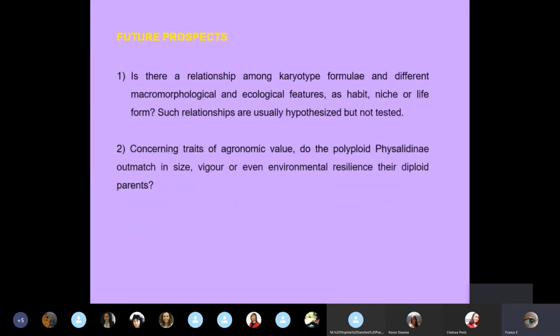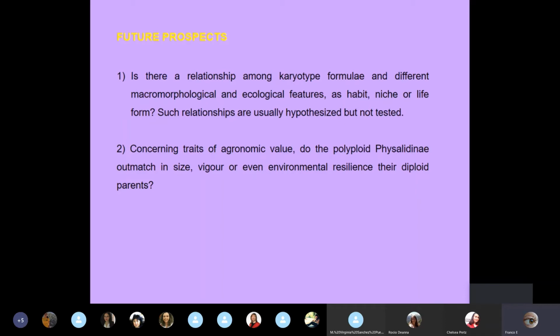For example, is there a relationship among karyotype formula and different macromorphological and ecological features such as habit, niche, or life form? Because such relationships are usually hypothesized but not tested. For example, Menzel in 1950 proposed a correlation among ploidy, seed size and geographic range, suggesting that individuals with larger seeds would have higher ploidy, but this matter remains inconclusive.